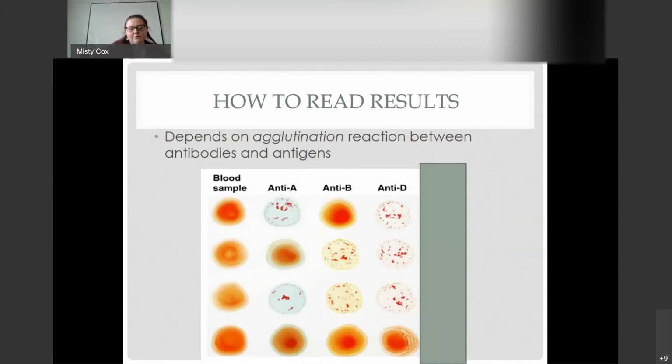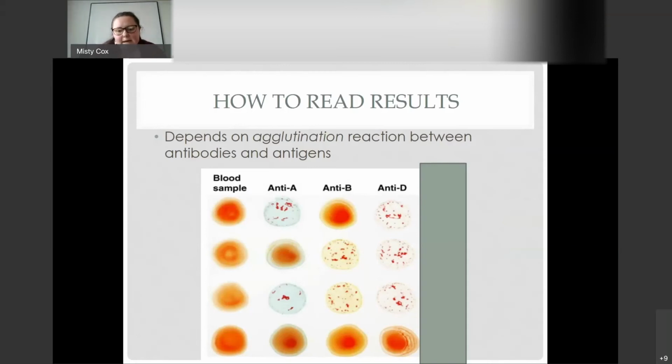So if we were going to do this lab in person, you would get a card that has four circles on its surface. It has what's called the blood sample or the control, anti-A, anti-B, and anti-D circles. So a control in a science experiment is just a comparison. Nothing's going to happen. So you would poke your finger, you put some blood on the circle, and nothing's going to happen. It's just a comparison.